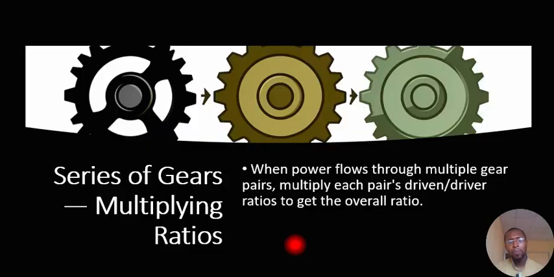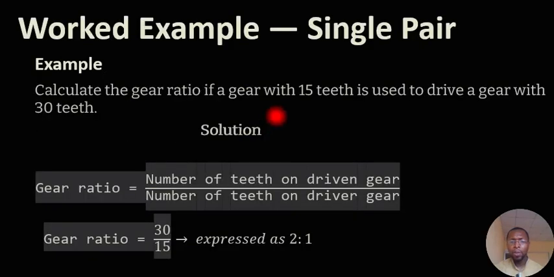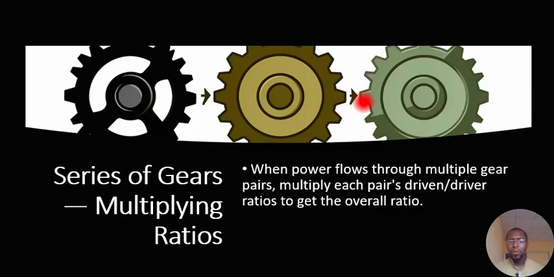Right? So let's talk about what we call the series of gears. Sometimes you might have more than two gears driving one another. So in that case, how do you calculate the gear ratio of more than two gears? In our previous example, we only had two gears, the driven gear and the driver gear. But there's a situation where the driver gear drives this one, which becomes the driven gear, and this now becomes the driver gear for this. How do you now calculate the gear ratio of the three gears?